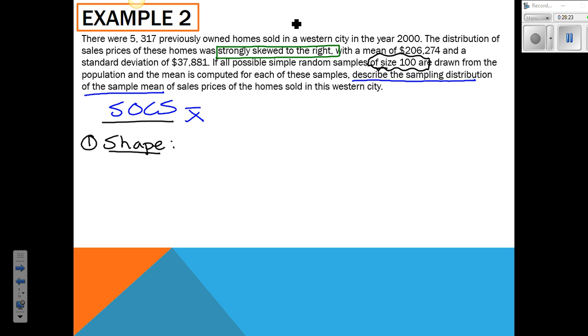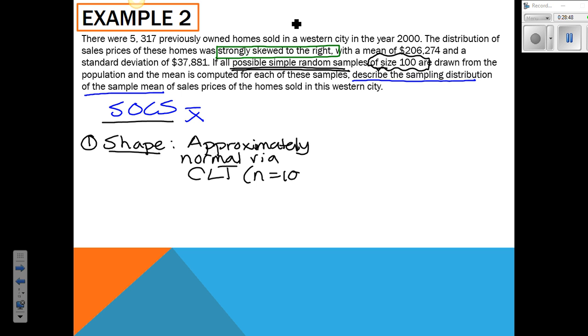Random samples of size what? And you're taking all possible simple random samples, correct? So you're taking a lot of samples. So what do we know about the shape here? It's going to be approximately normal via the central limit theorem, right? Because n here is going to be equal to 100 in this case. So if we're taking all possible simple random samples of size 100, that means that this is a sampling distribution.